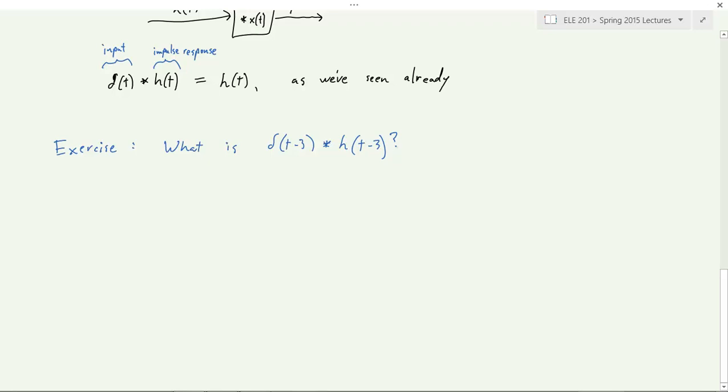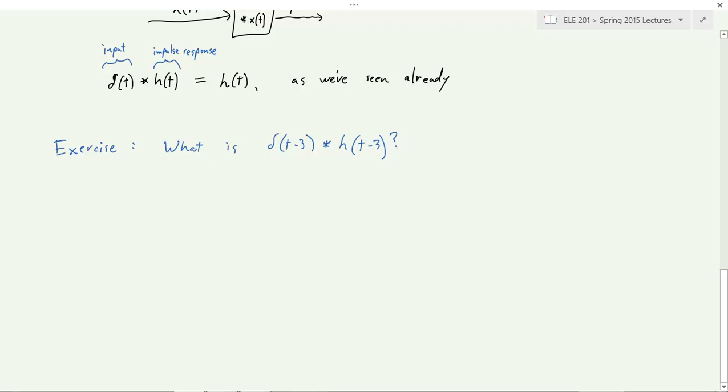Now, here what I've drawn is two signals, both with a time delay of 3. And I want to convolve them. What will the output be? There are many ways you could arrive at this. We could just explicitly use the convolution integral, which I'll go ahead and do. But does someone have a guess what's going to come out? What's the result of this convolution?